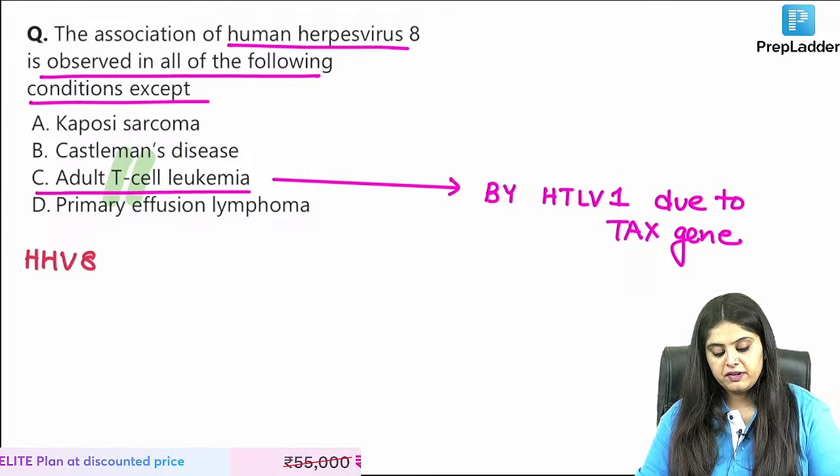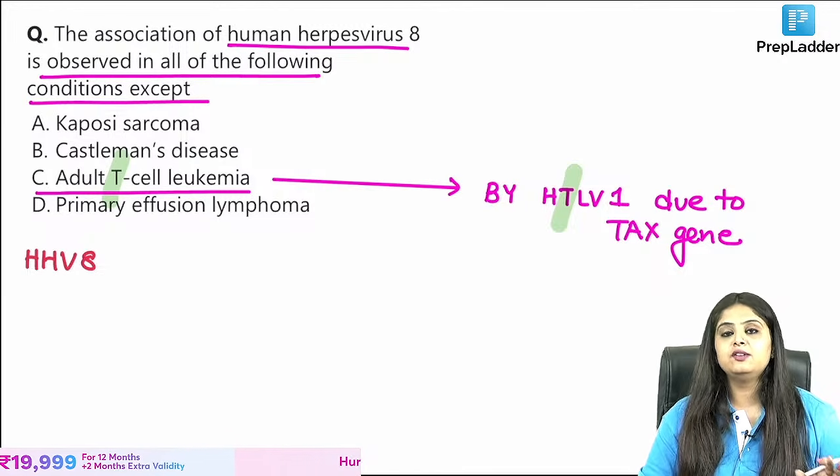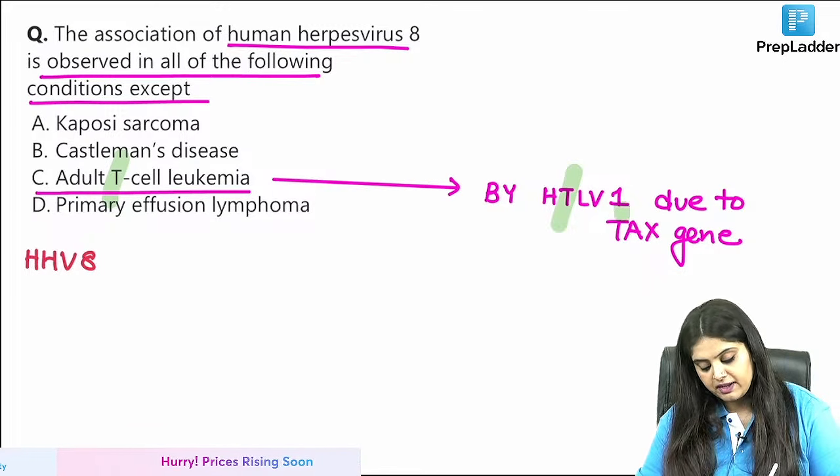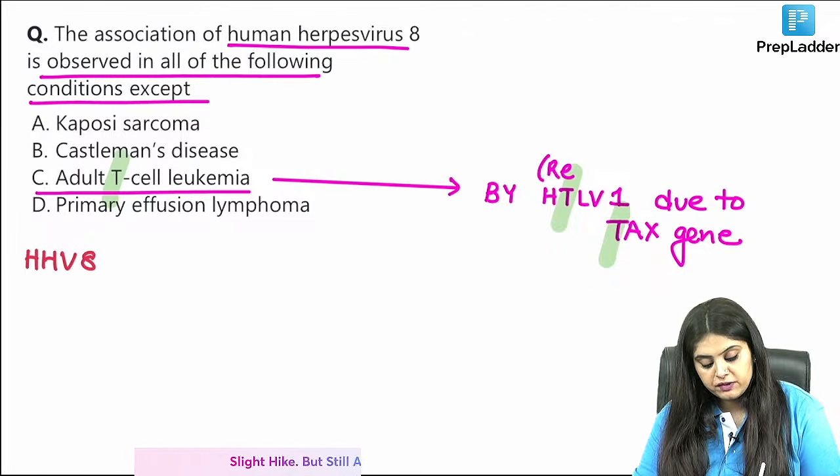So if I ask you who causes T cell leukemia, that is, the T cell leukemia virus will cause T cell leukemia via which gene? Via the TAX gene. Do you know HTLV1 belongs to which family?